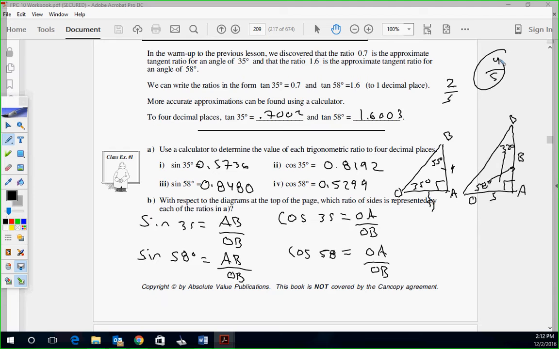This is what people really mess up with because cosine's flipped. So cosine is not over here, it's where? And this is our what? Bigger side. So cos of 35 actually ends up being the bigger value because this is the bigger side. This is the smaller side for cosine.